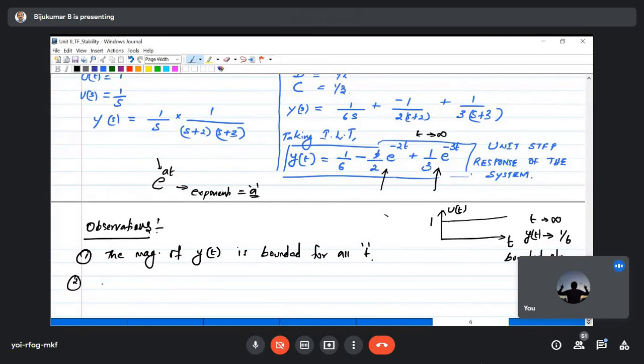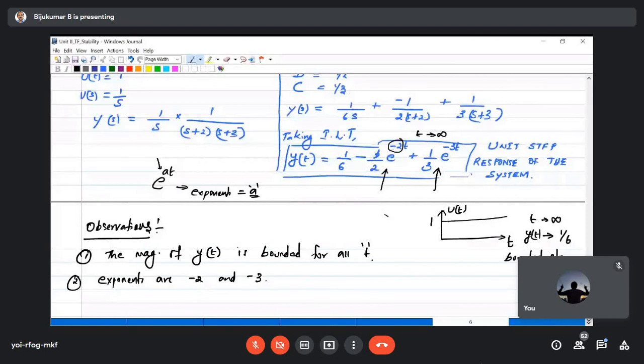In this case, I have two exponents. Yes, correct. So the exponents are -2 and -3, right? The exponents of this relation are -2 and -3. As you already saw, the poles of the given system are also -2 and -3.